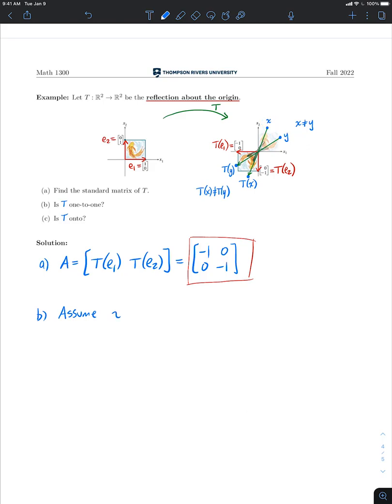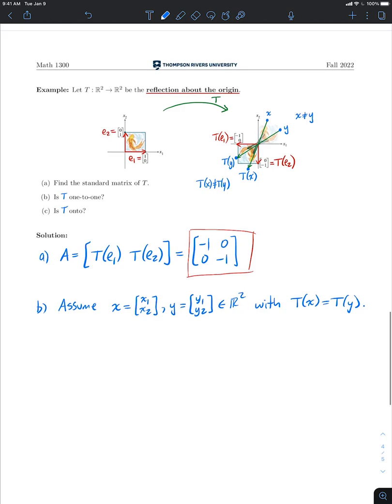So let's assume that we have 2 points, x and y. Let's write them as vectors. So x is going to be x1, x2, and y is going to be y1, y2. So we've got 2 vectors in R2 with the property that T of x is equal to T of y. We're going to show that automatically means that x and y have to be the same vector. So how will we do that?